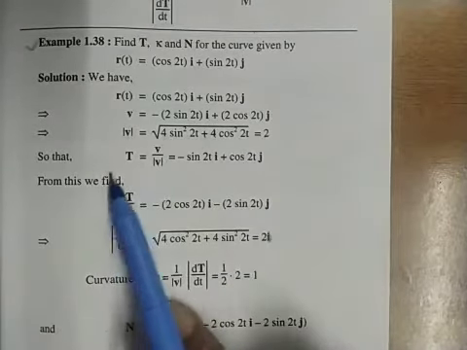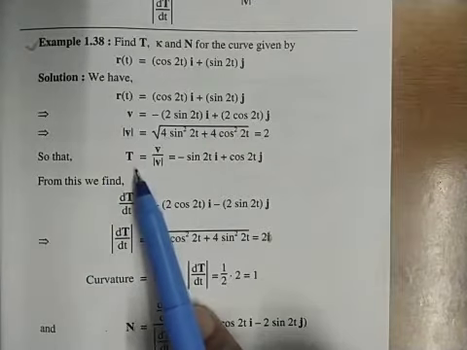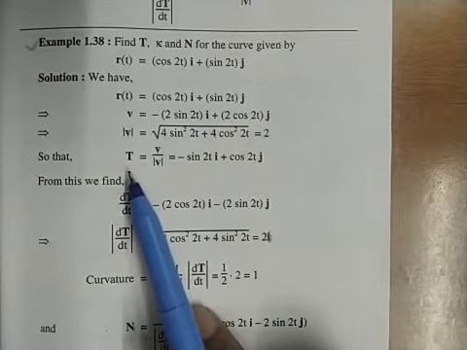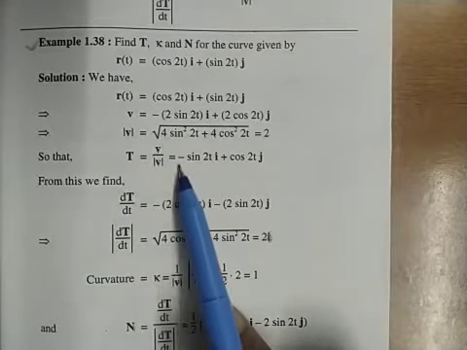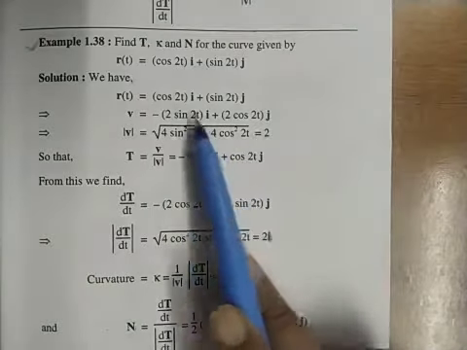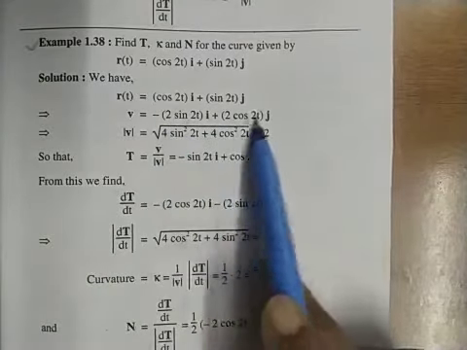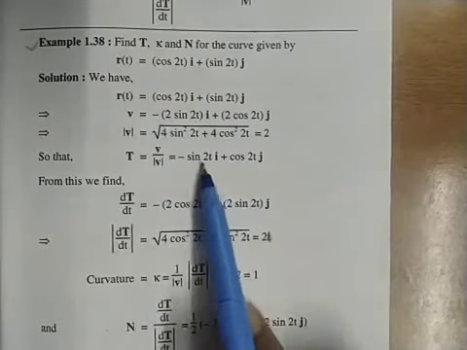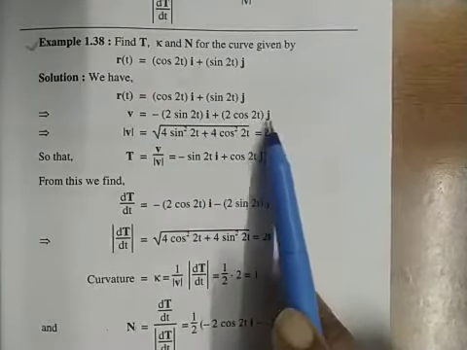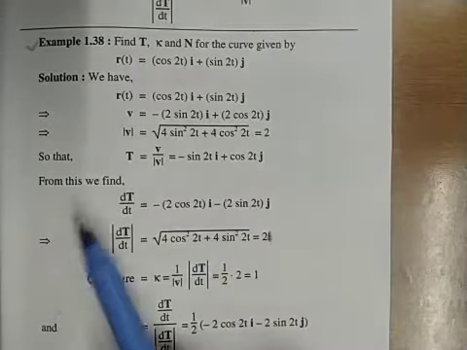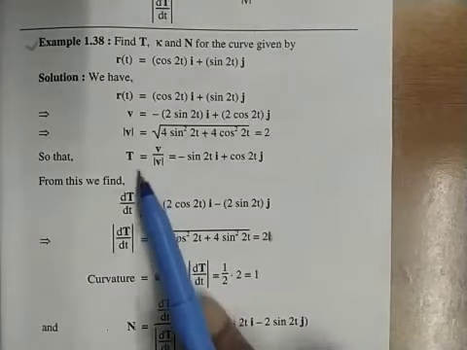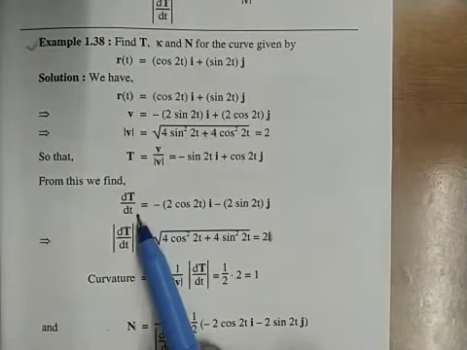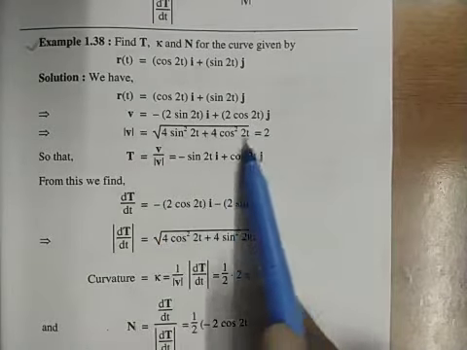Therefore, capital T will be, by the formula of unit tangent vector, V upon mod V. So V upon mod V will be this vector divided by mod V, that is 2. After dividing by 2, what we get is minus sin 2t i plus cos 2t j. From this we find dT by dt, means we differentiate it with respect to t.